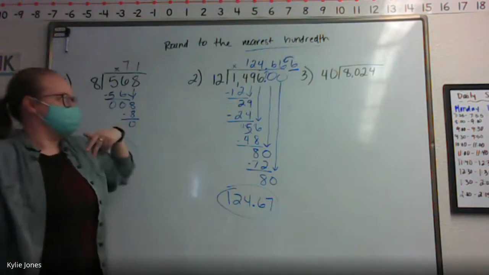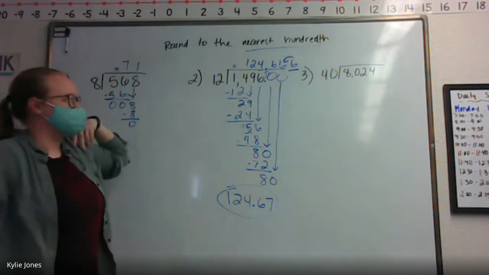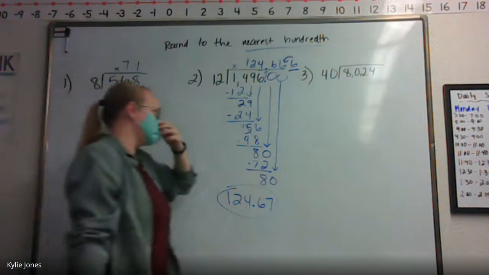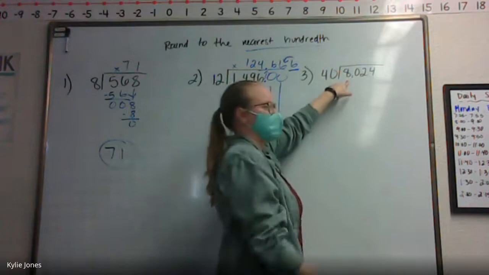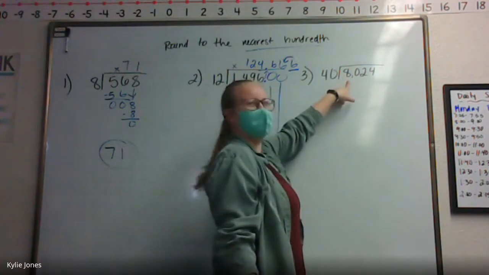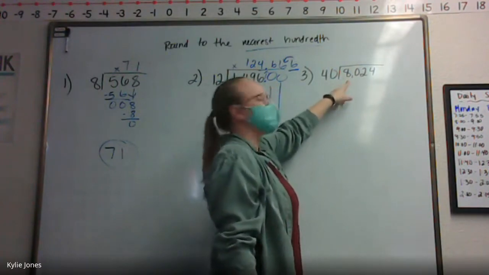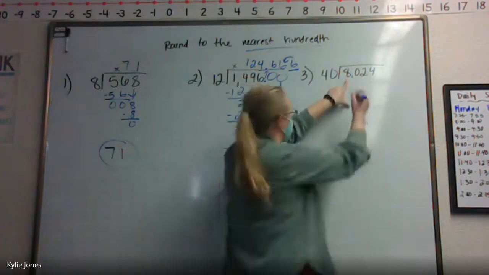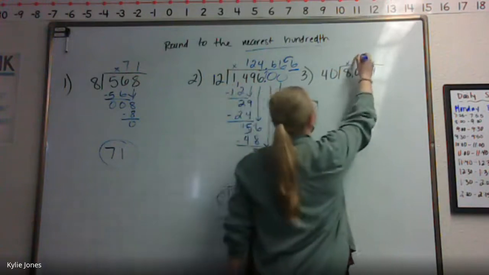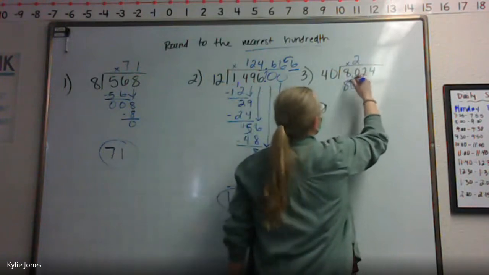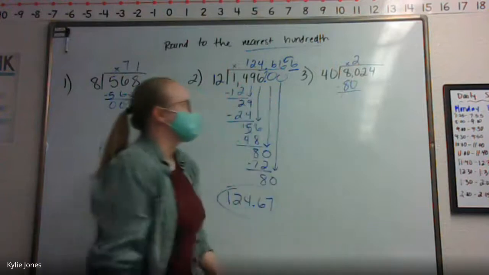Number 3, we have 8,024 divided by 40. So does 40 go into 8? Yeah. Really? 5 times. Really? Never mind. 40 goes into 8 not at all. But 40 goes into 80 2 times. That wasn't the question, guys. It goes in twice. 2 times 40 is 80.